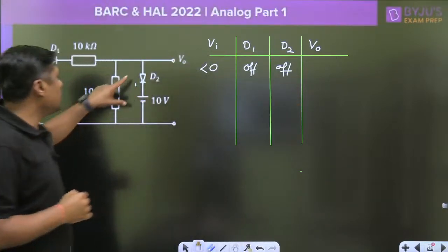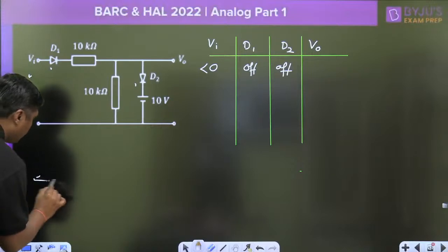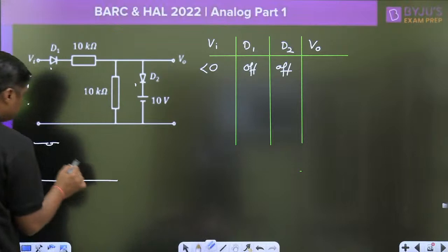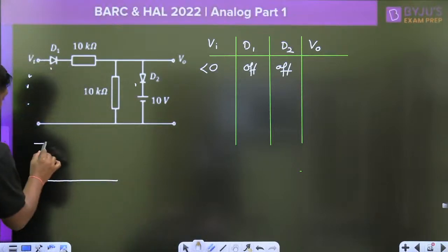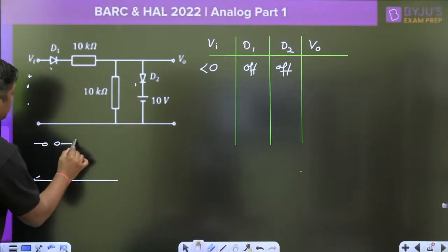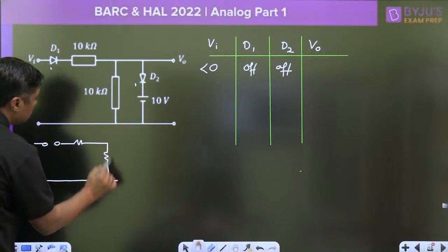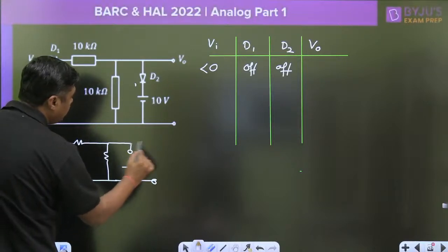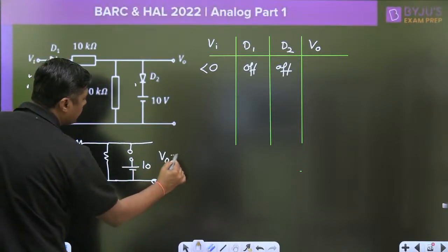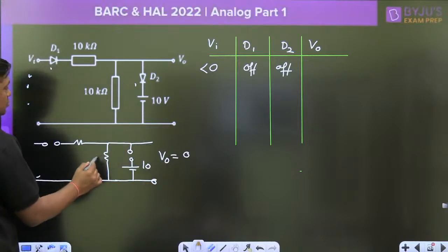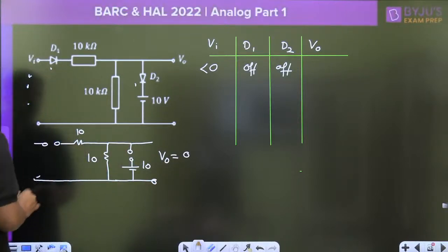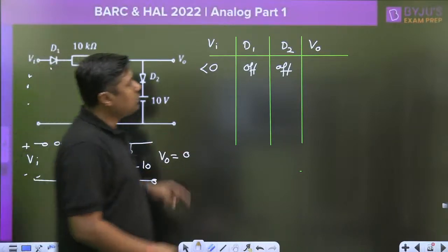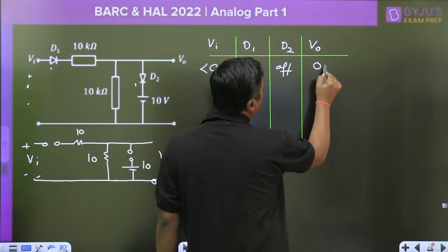Right, when both are off, always make a proper diagram. Let this diode is off. This will act as open circuit. This diode will also act as open circuit. And then this is the 10 volt. What is the output? Output 0 volt, because there is no drop across this 10 kilo ohm, no drop across this 10 kilo ohm, and VI is isolated. Now we are getting the 0 volt. For VI less than 0, it is 0 volt.